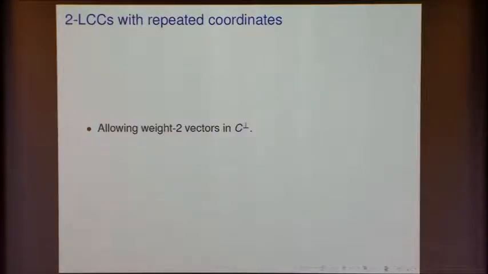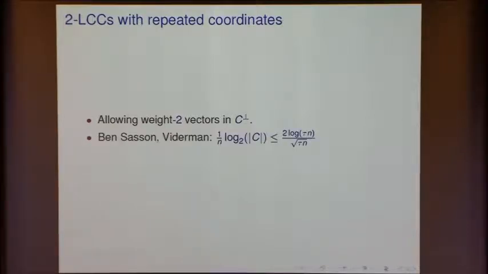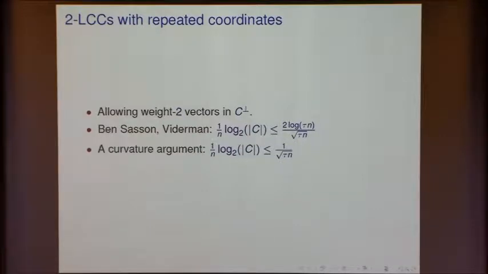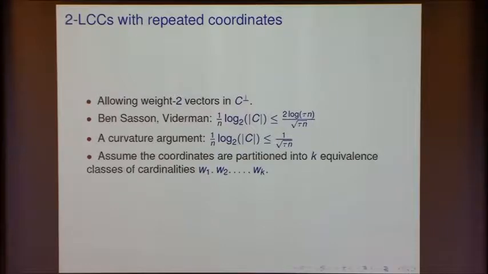Somehow the trouble in these locally constrained codes happens when you allow repeated coordinates, and things become much more complicated. Eli and Michael proved a bound if you allow repetition of coordinates, but each coordinate repeats an equal number of times, with more work. But in our case, the same argument actually gives a tight bound, which is slightly better.